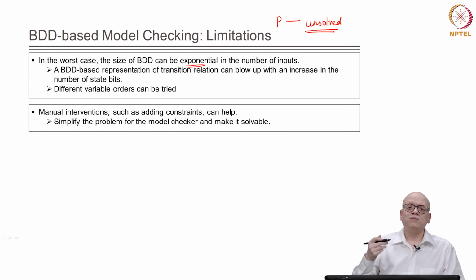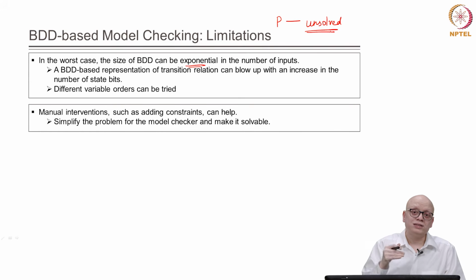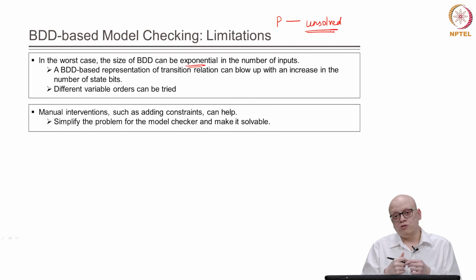If we as a designer know that some constraints are there, or the tool can make some assumptions about the inputs, we should give that, because it helps the model checking tool simplify its internal problem formulation, and as such it may not go out of memory, or it may give you the answer in less runtime.